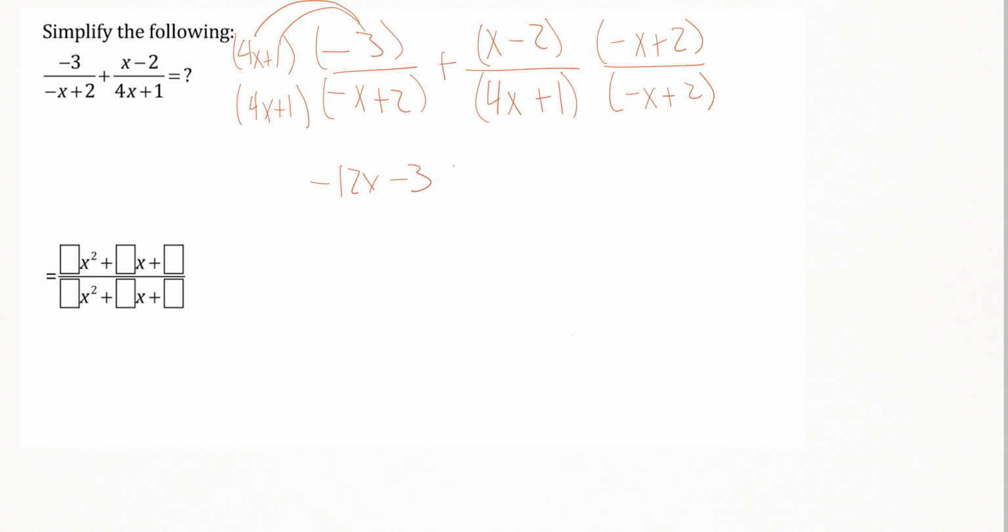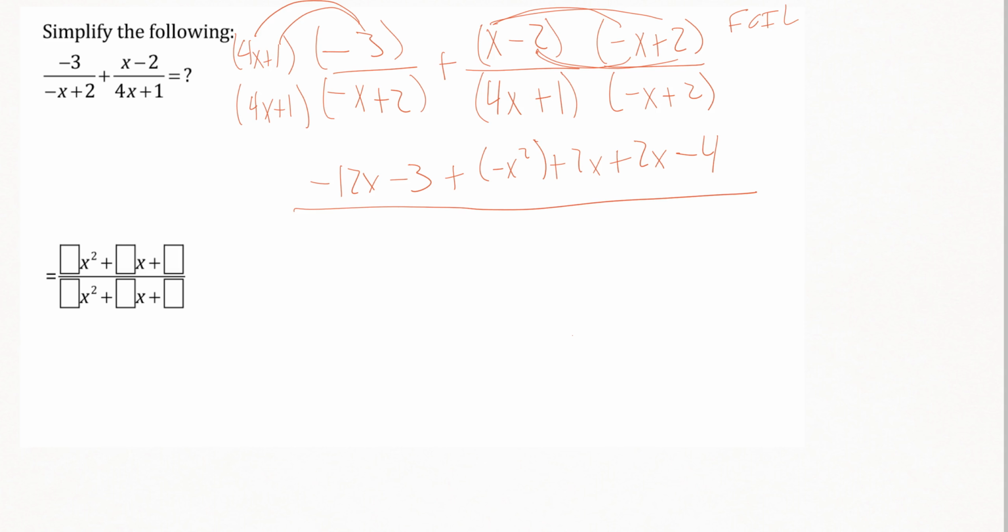And then at the back here, I'm doing what most people would refer to as the classic FOIL process. But what that means is we're just going to take each of these and multiply them by both of those. So we end up with negative x squared when I get x times negative x. And then I'm going to get positive 2x, and then I get negative 2 times negative x, which is going to give me another positive 2x from that negative being multiplied together, and then negative 2 times 2 is going to give me negative 4. So there's the top of my fraction.